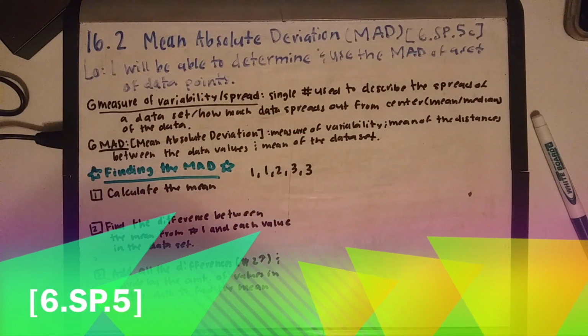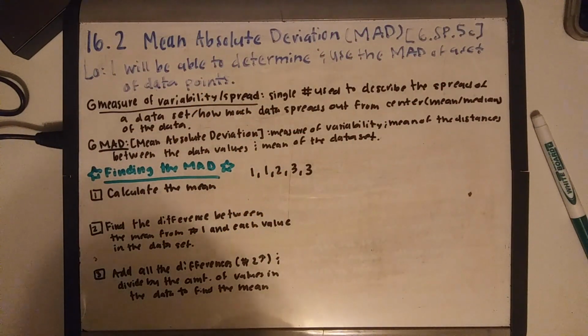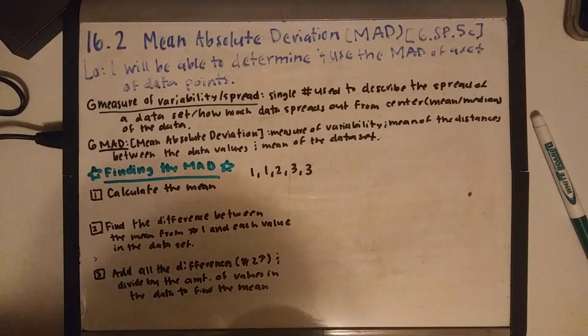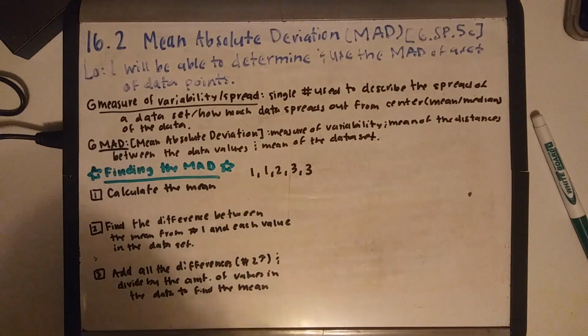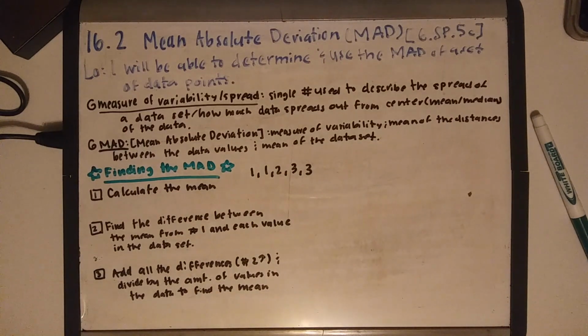Okay guys, so this is 16.2, mean absolute deviation, abbreviated as MAD. Your standard objective is to be able to determine and use the MAD of a set of data points, always with 80% accuracy or higher given the independent practice.